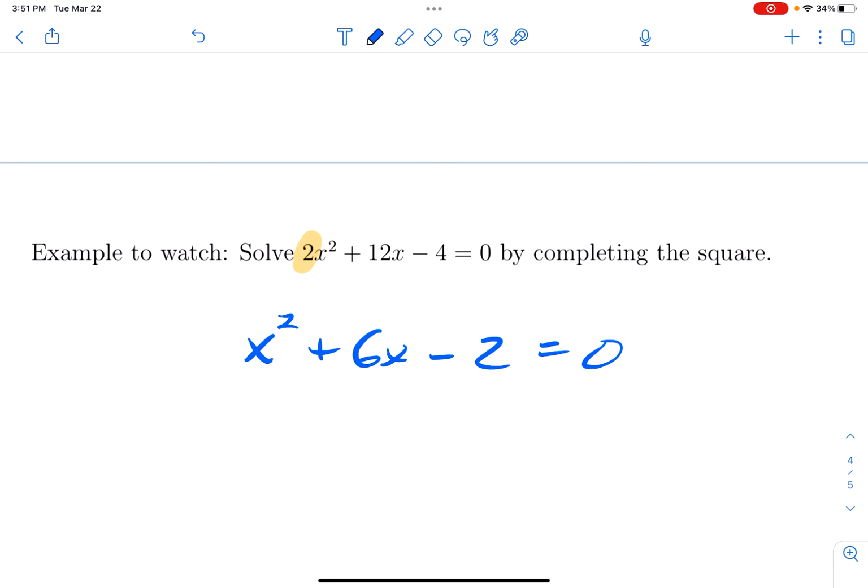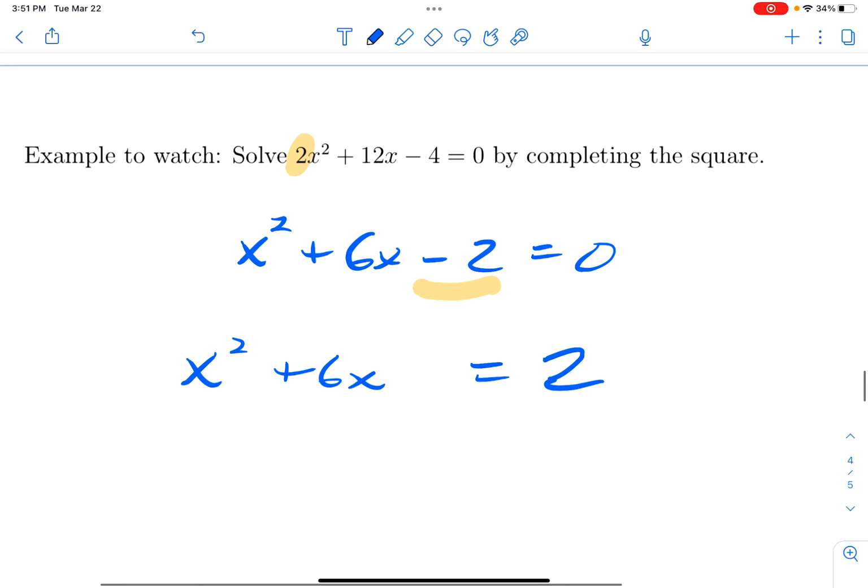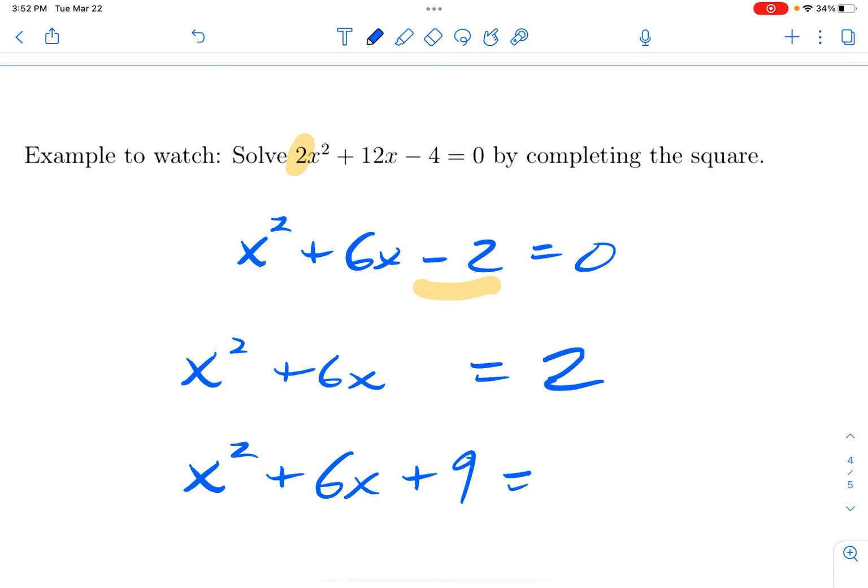And to successfully complete the square, I don't want that minus 2 there. I'm just going to add 2 to each side to get that out of the way. Now I'm ready to complete the square. I look at this number, it's 6. Half of 6 is 3. 3 squared is 9. So I will add 9 to the left. If I add 9 to the left, I'd better add 9 to the right.